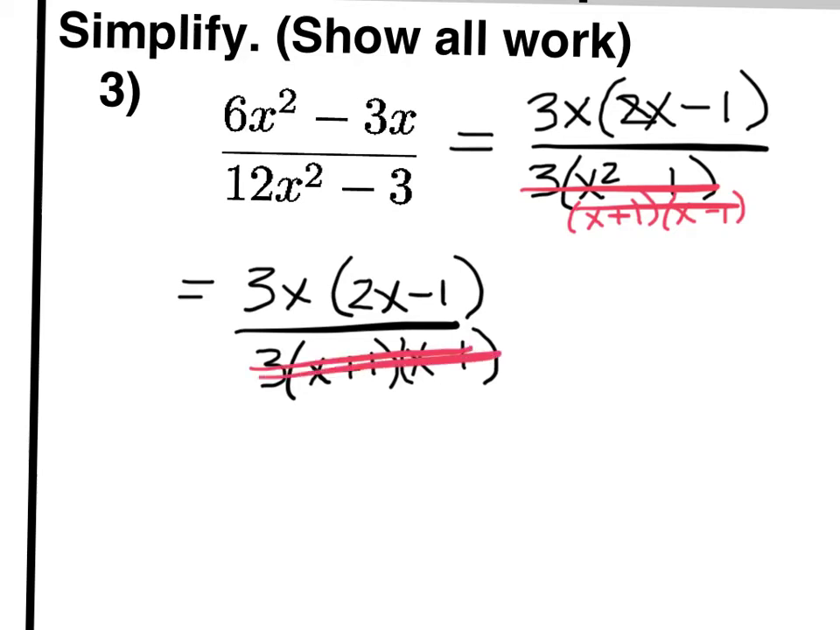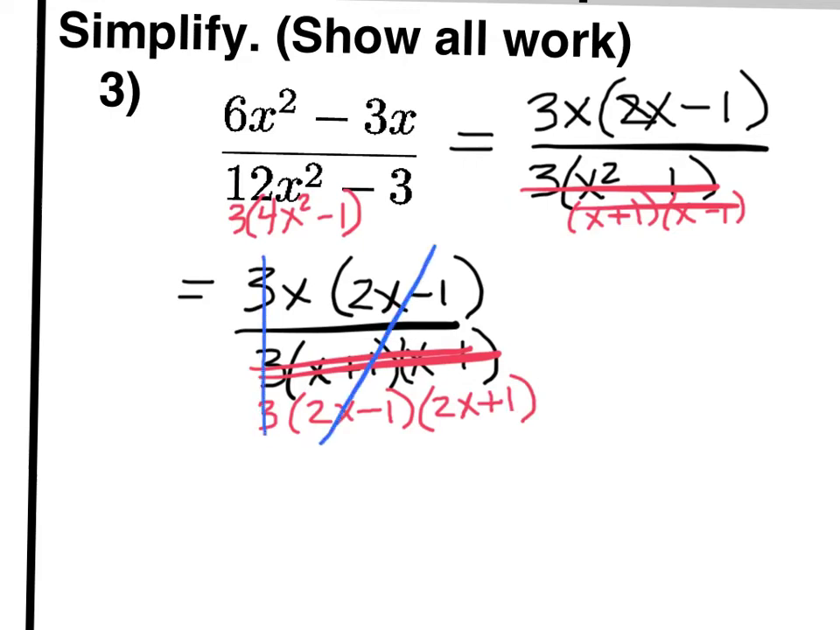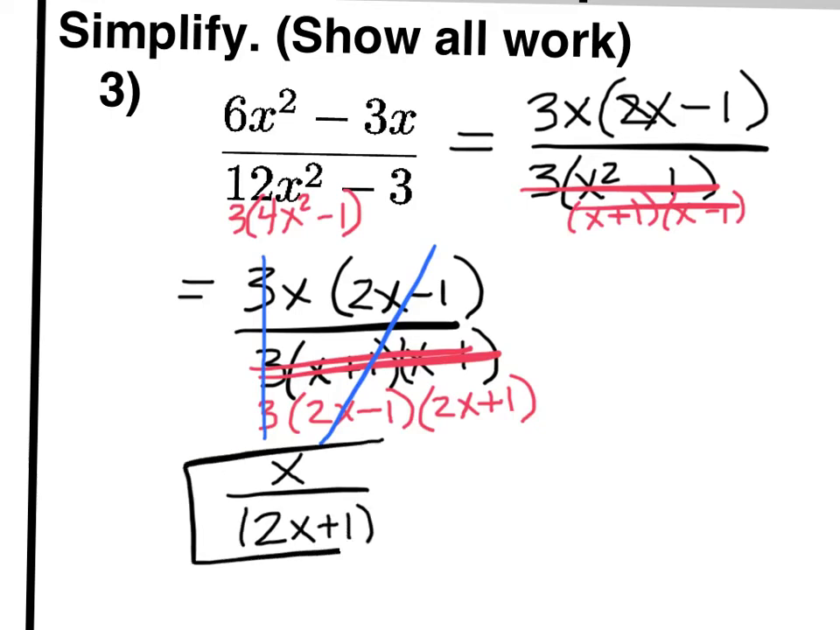So this denominator is actually, if we factor out a 3, I'm left with a 4x squared minus 1. And that's going to factor further. And that's going to factor to 3 times 2x minus 1, 2x plus 1. There we go. And now we have an equivalent form of 1 and an equivalent form of 1. So what I'm left with in my numerator is my x, and in my denominator 2x plus 1. And so this becomes my final answer.